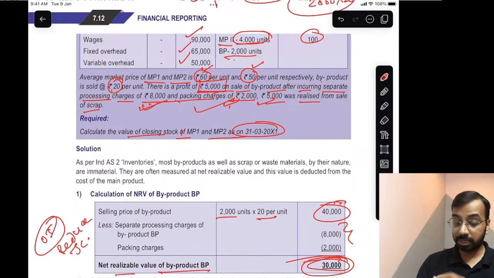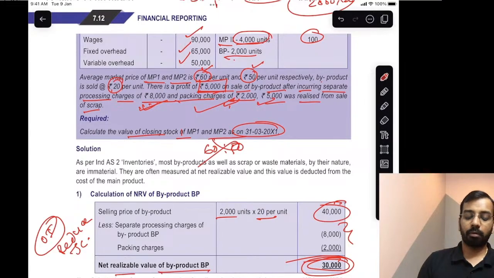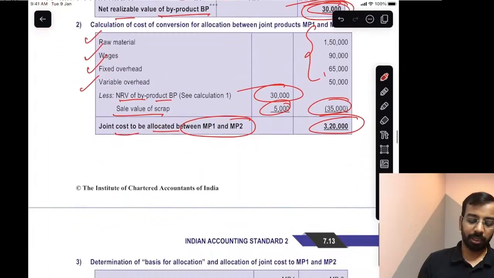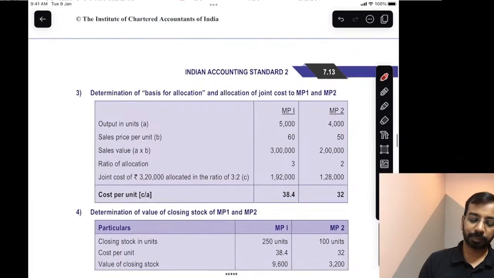Now here, one mistake students can make is they will take 60 is to 50. No, you have to take the total sale value. What is the total sale value of MP1 and MP2? Based on that, you have to do the allocation. So if you see the total sale value, 5,000 and 4,000 into 60 into 50, this is the total sale value. In this ratio, you will allocate the joint cost of 320.